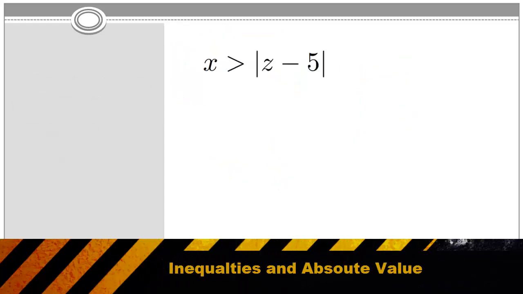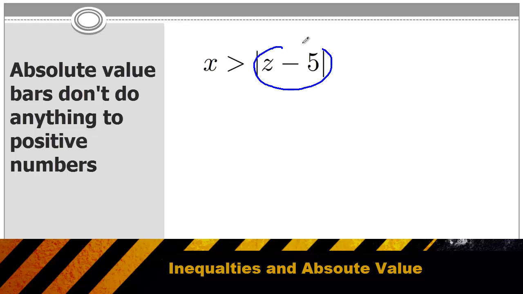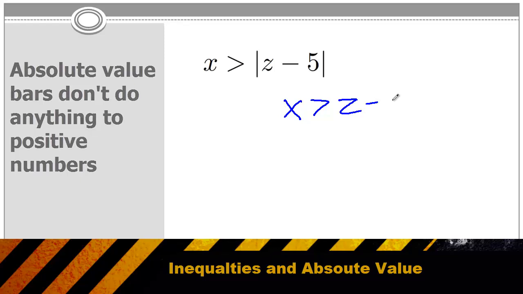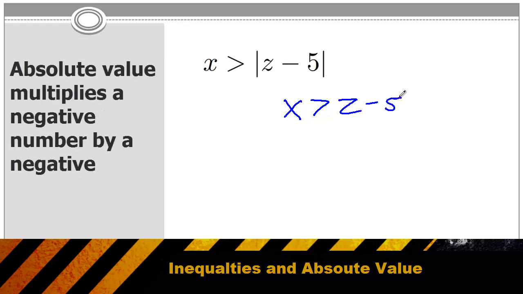When you're dealing with inequalities, the same ambiguity about what's inside absolute value bars still exists. For example, in this case, we don't know if z minus 5 is positive or negative. If z minus 5 is positive, then the absolute value bars really haven't done anything to the expression. So we could rewrite that as x is greater than z minus 5. However, if z minus 5 is negative, then the absolute value bars actually gave us the negative version of z minus 5. So we would have to say that x is greater than negative parentheses z minus 5.